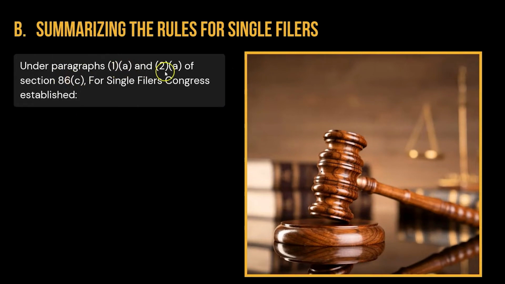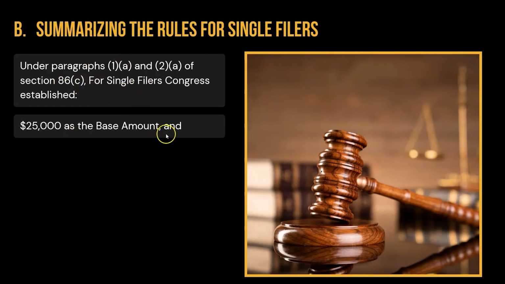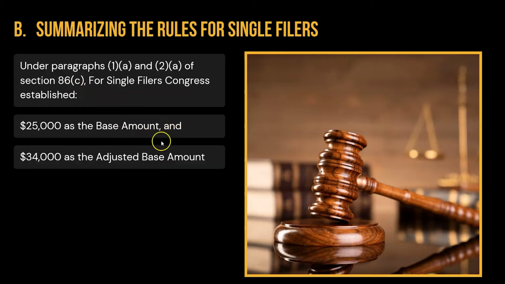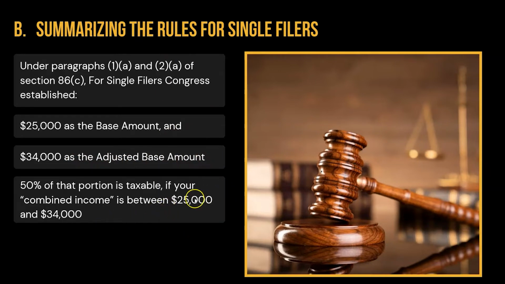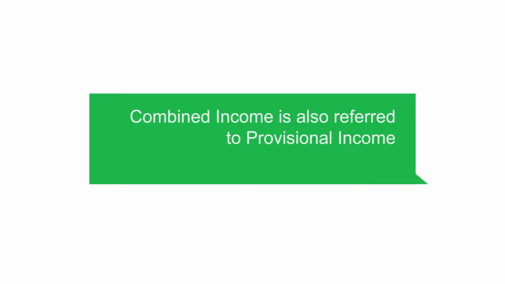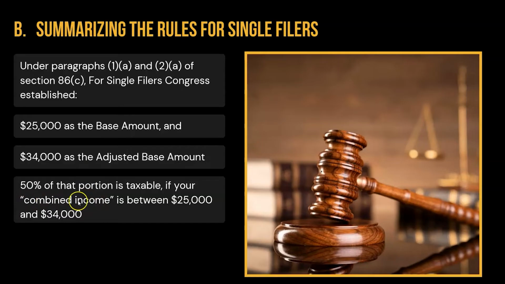Under paragraph 1A and 2A of section 86C, Congress has established $25,000 as the base amount for single filers and $34,000 as the adjusted base amount. So we're just summarizing what we did in the earlier slide. And then we go on to say that 50% of your Social Security benefit will be taxable if your combined income, which is also referred to as provisional income, is in range. In this presentation, we will show you how to calculate your combined income.